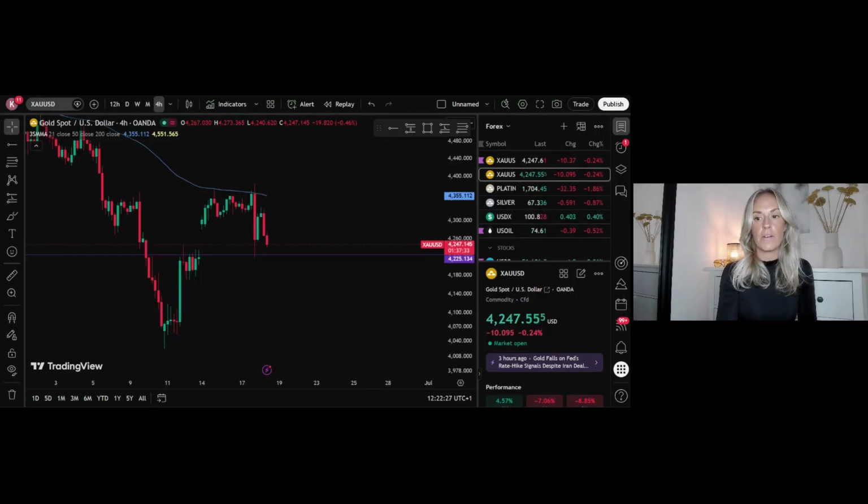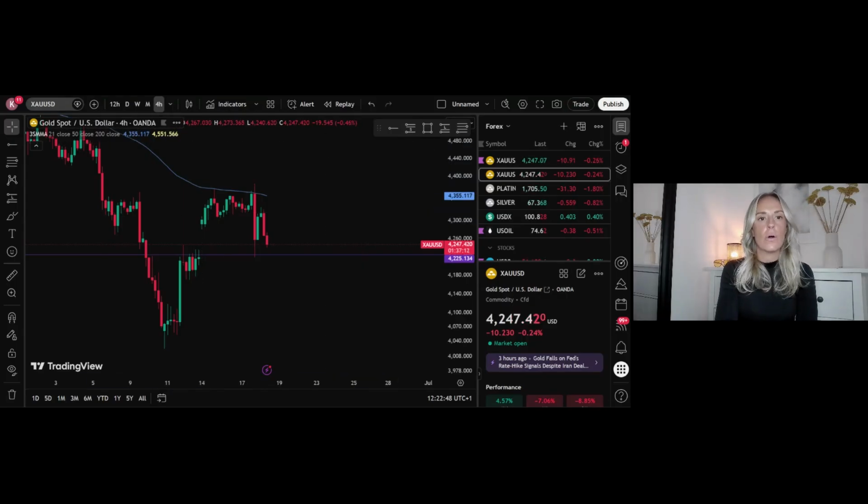Now this is a free platform. You can pay for subscriptions if you need more indicators or if you were doing a deeper dive into the analysis. But to be honest, when you're a beginner, this is all you need. It's a free platform. You don't have to pay. You just need to create an account.